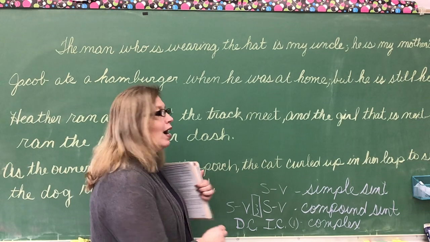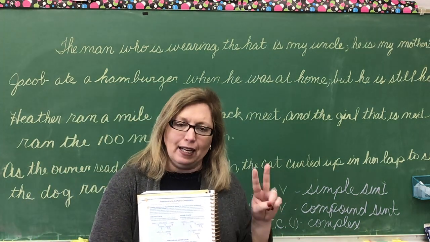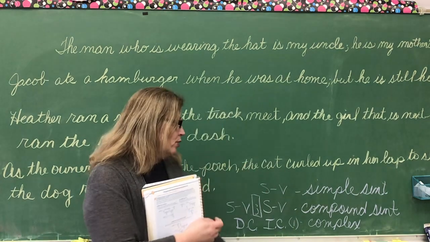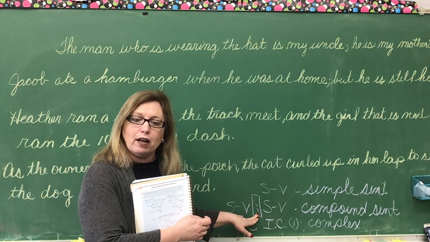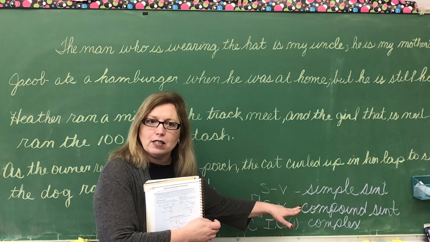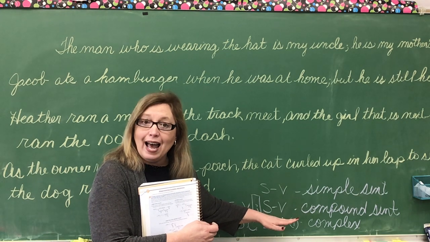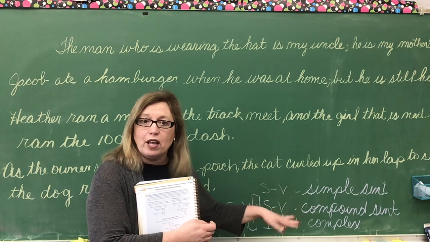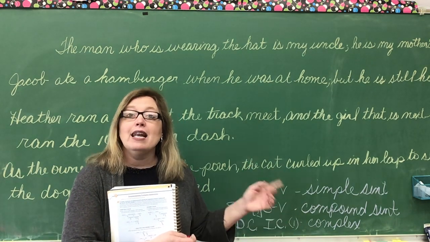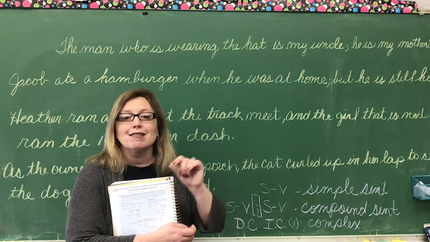Now, what if I have 2 independent clauses? Okay, I have 2 sentences that are squished together using a conjunction or a coordinating comma and a coordinating conjunction. Then I have a what? I have a compound sentence. What if I take my compound sentence and I add to those 2 sentences, in one or the other, I added 1 dependent clause. Now I have a compound complex sentence.